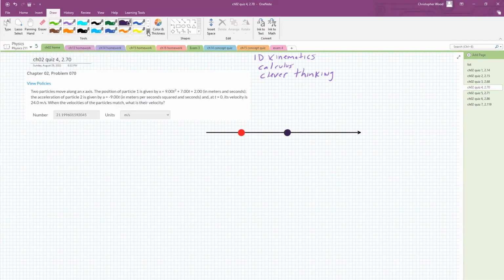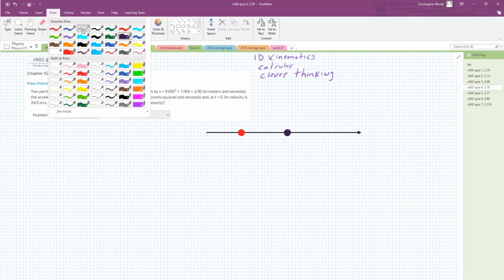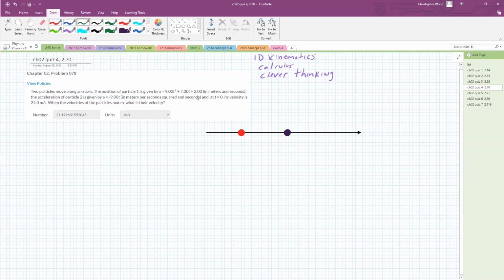And a key to this is just reading the question over and over again. Two particles move along an x-axis. So this is my x-axis. Particle one is undergoing programmed motion. So you as an engineer or a tech person would program this red particle to move according to x equals 9t squared plus 7t plus 2.